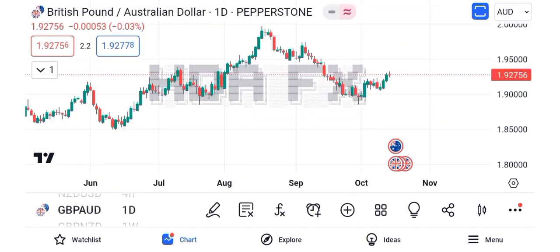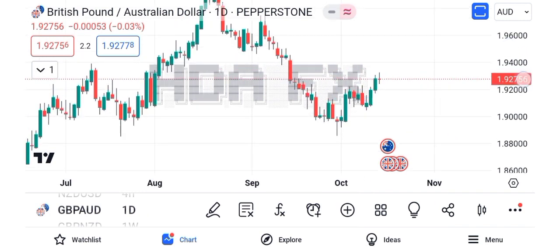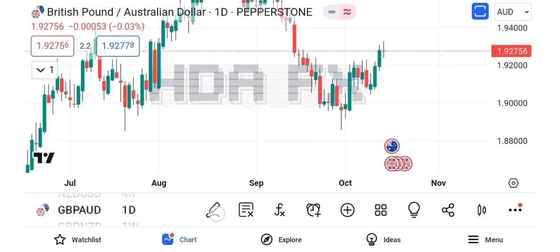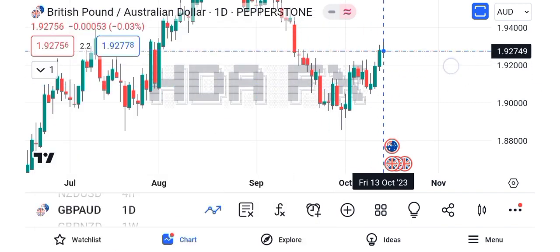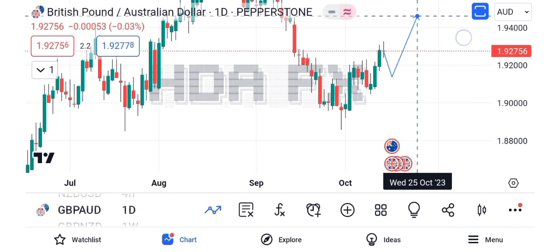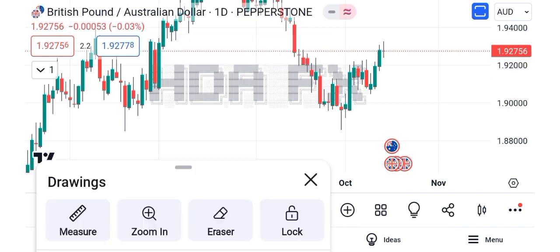So our next pair we'll be looking at is GBPAUD. On GBPAUD, I'm bullish this coming week. I want to see a retracement here, then a continuation upward here. That's what I want to see on GBPAUD. But let's try and identify some key levels first.